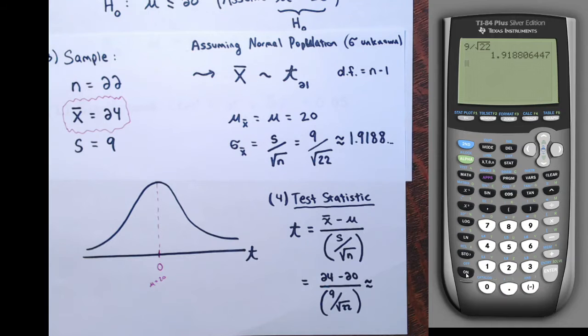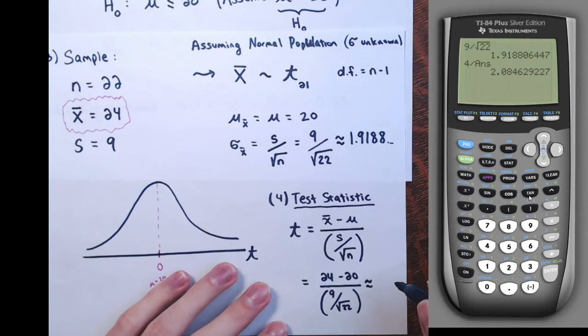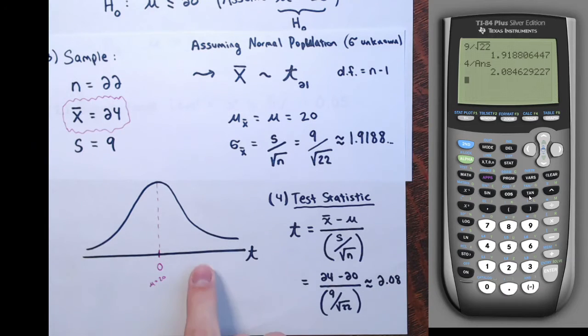Alright, so now the numerator 24 minus 20 is just 4. So I got 4 in the numerator. And then I already did 9 divided by the square root of 22. That's just the previous answer. So I'm going to put in just the previous answer. And our t-score is about 2.08. Right. Our t-score is 2.08.